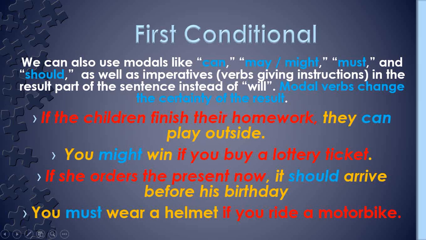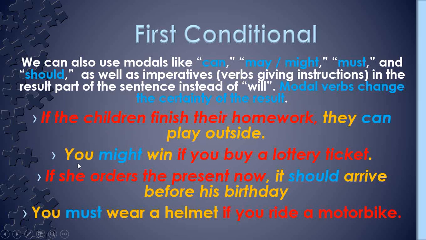Let's look at these 4 examples that we have here. The first one is, if the children finish their homework, they can play outside. Okay, so in the result, we're talking about giving permission. They can play outside if this condition happens. If they finish the homework, that's the condition. What happens? The result is that they can play outside. They are allowed to play outside.